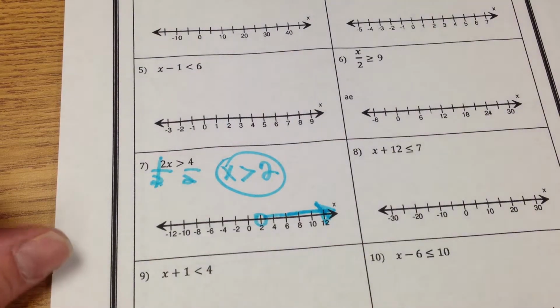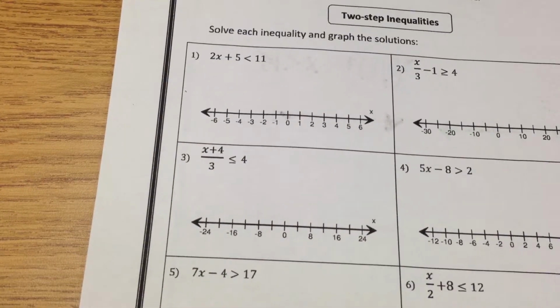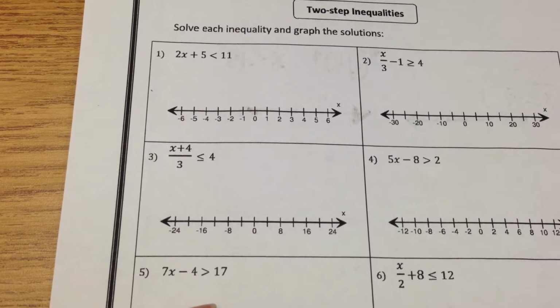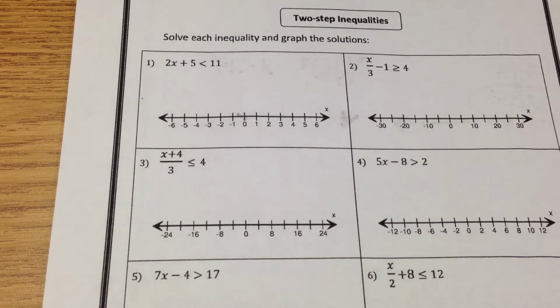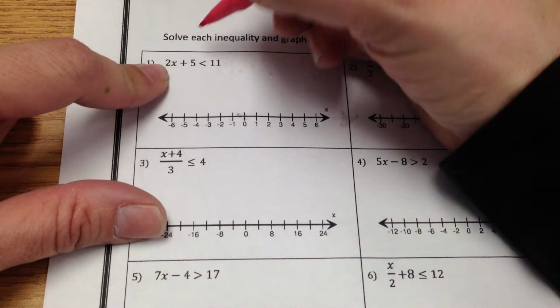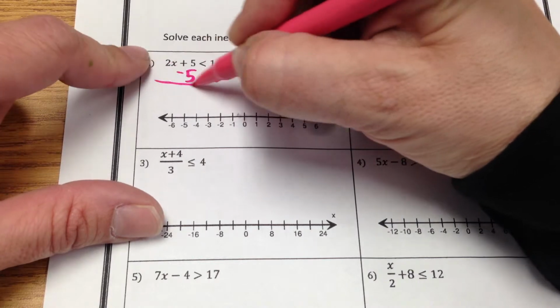Now, if we go on to the other side of this assignment that you're working on, we're dealing with two-step inequalities. So I'm going to work through number 1 and number 2, and then I'm going to leave you on your own to do the rest. In problem number 1, in order to get x alone, we have to undo the minus 5 that's happening, and we're also going to have to undo the 2 that's multiplied by x. Again, the same kind of idea that we use when we're solving equations.